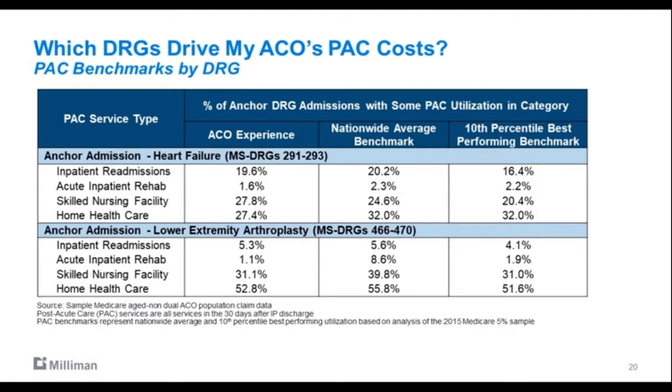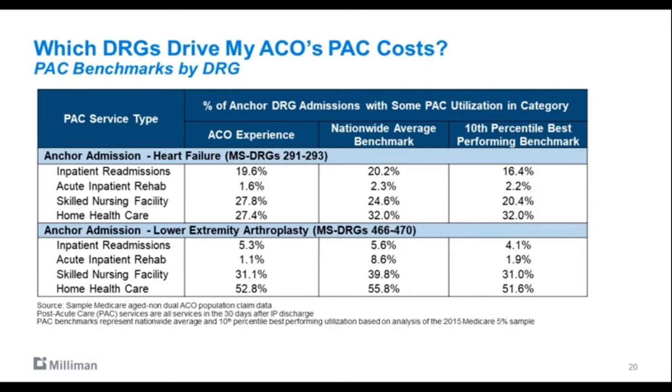So again, with that, many times home care will go up. You'll see in our 10th percentile best performing, home care is actually higher than in this particular organization's experience, but the nursing home care is lower, and so are the inpatient readmissions. So you need to use a little more home care to avoid admissions and potentially avoid nursing home.